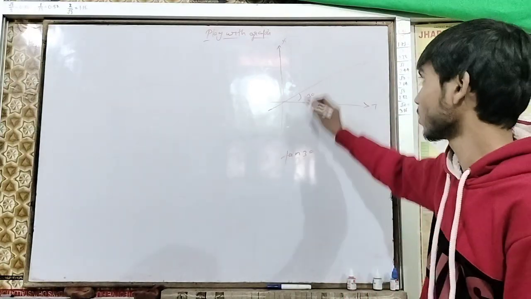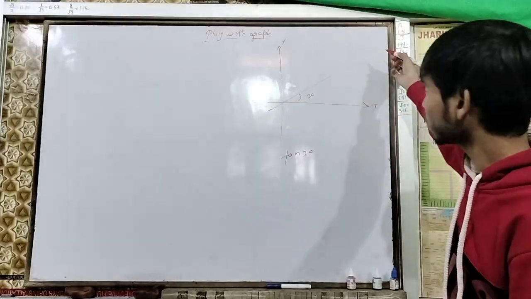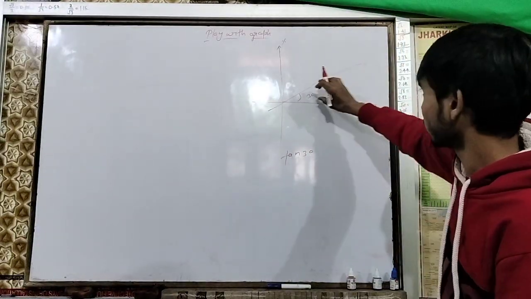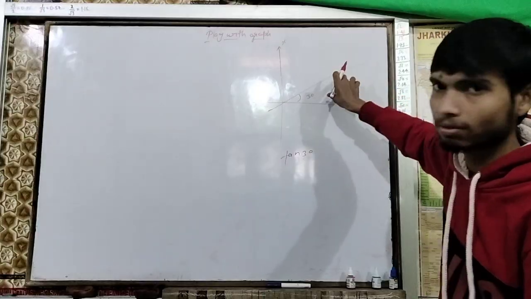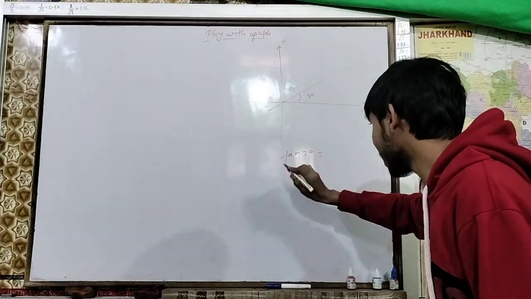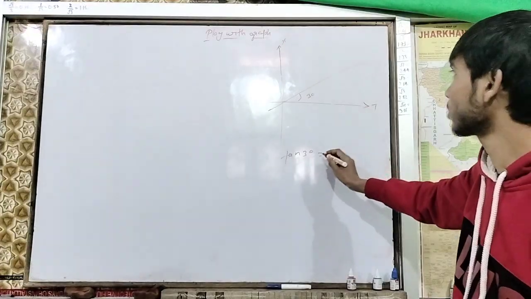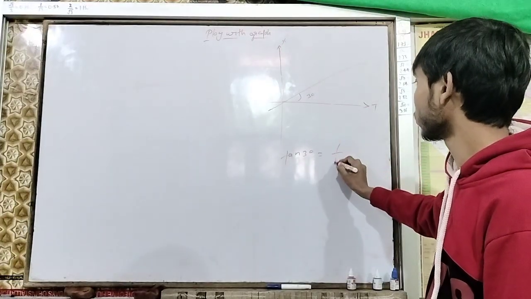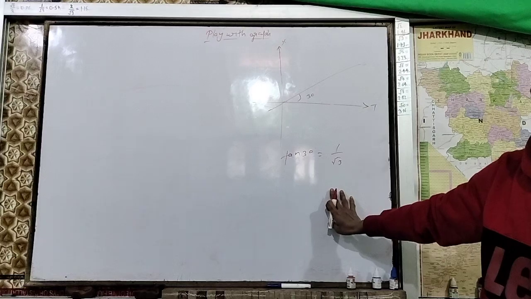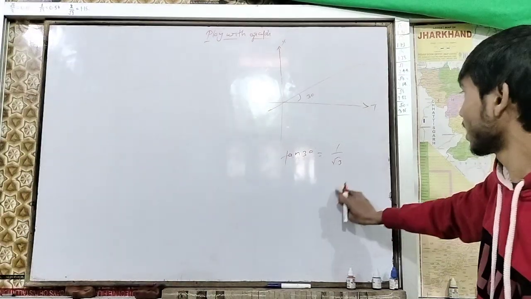From this you will get with how much speed something can go along this line. So you will get it when you use this formula. So tan theta is nothing but 1 upon root 3. When you simplify this, you will get a number in decimal.